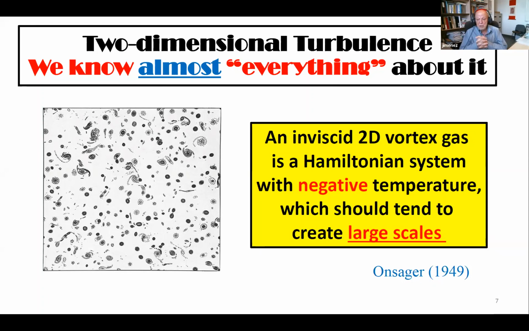And this happens to be a Hamiltonian system. And if it is a Hamiltonian system, then you can do statistical physics. And he noticed that because of the way this particular Hamiltonian system works, if you put enough energy in there, at some point the temperature will become negative. If you have a positive temperature, we know that when you heat a gas, you become more and more disordered. If you have a negative temperature, the gas will tend to get more order, and you will try to create these large scales. And how this thing creates the large scales is the thing that was interesting for him. And it's actually the thing that got me interested first in this question of 2D turbulence.